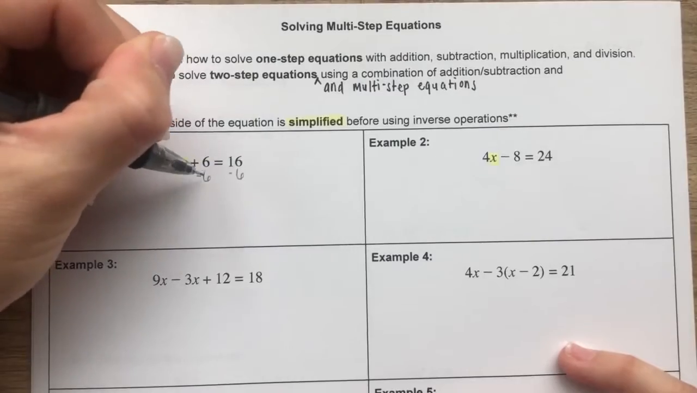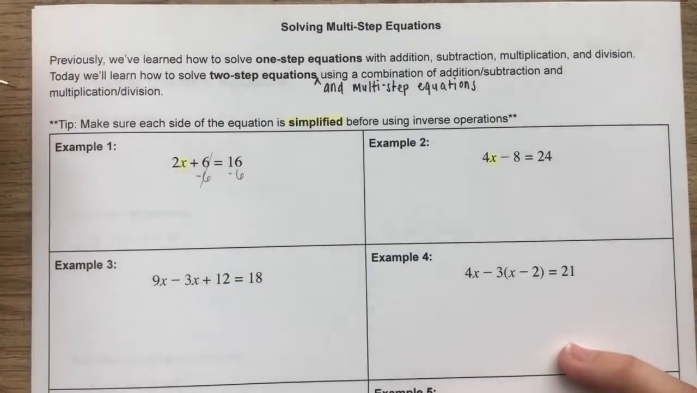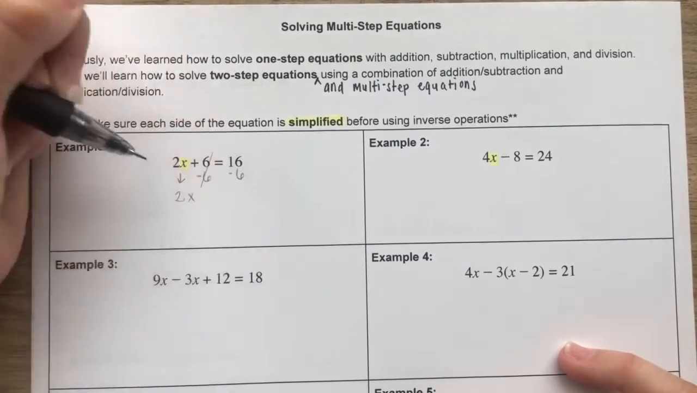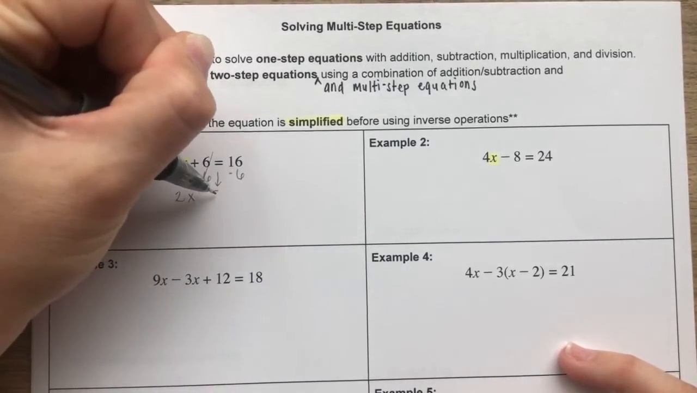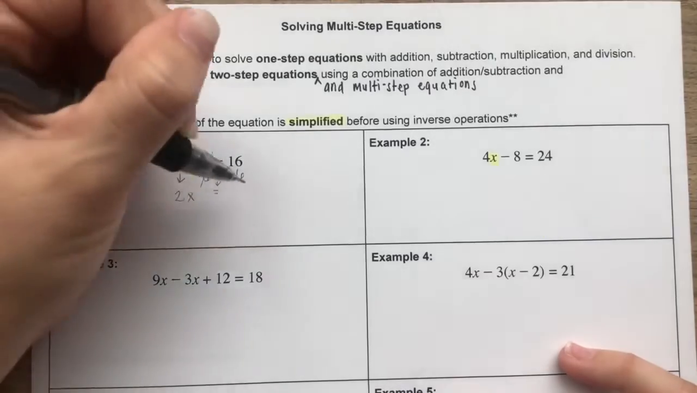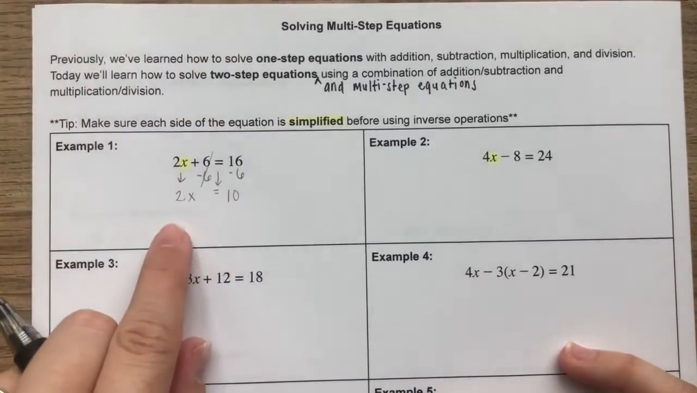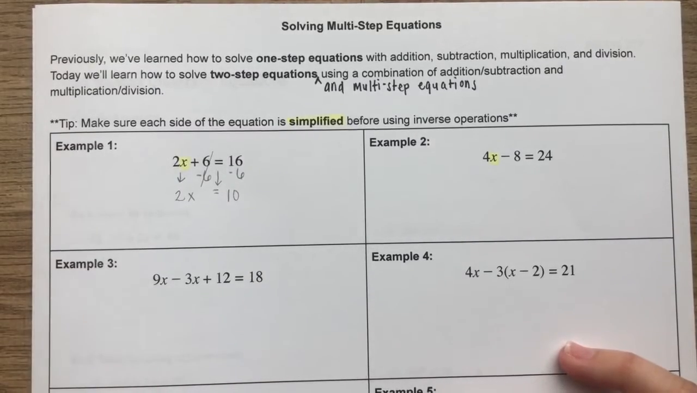So this plus 6 and the minus 6, those are inverse operations, so those cancel each other out. I'm going to bring down the 2x. Make sure you bring down the equal sign and it stays in line where it's at. And then 16 minus 6 is 10. So now I have 2x equals 10.